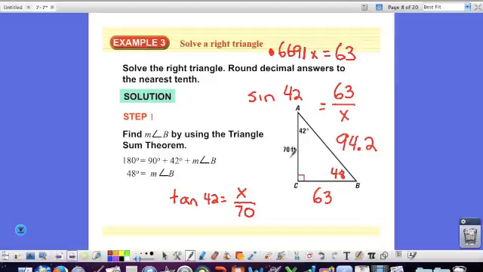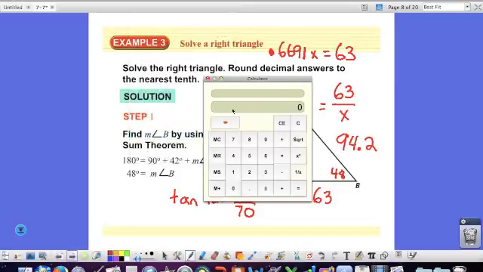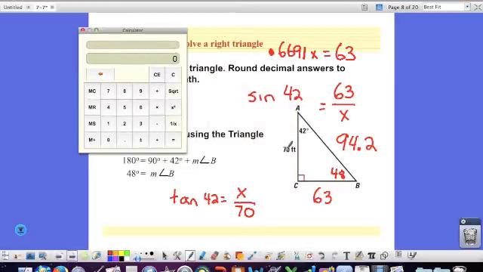I also could have found 94.2 using the Pythagorean theorem. I'll get my calculator on here so you can see that. Now, 70 times 70 is going to be 4,900. So 63 times 63 is that number, plus the 4,900, which is that number. I'm going to square root it, and that's going to round to 94.2.